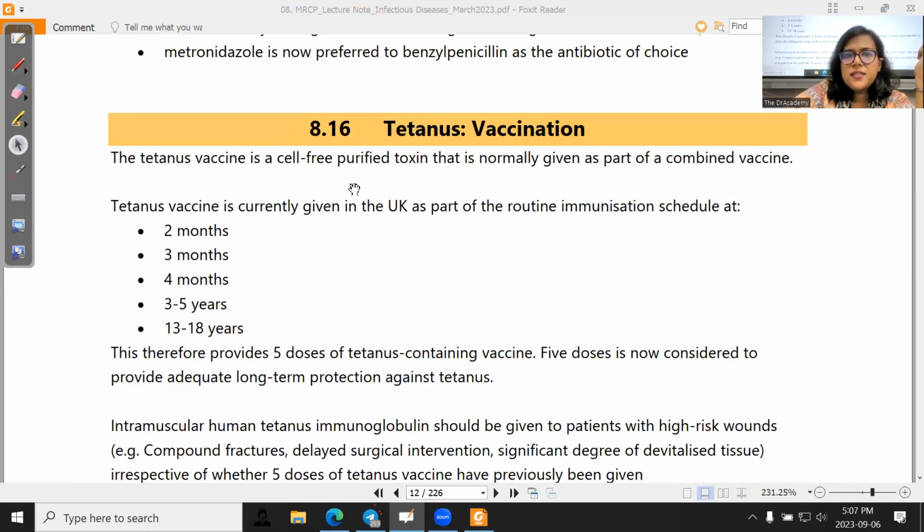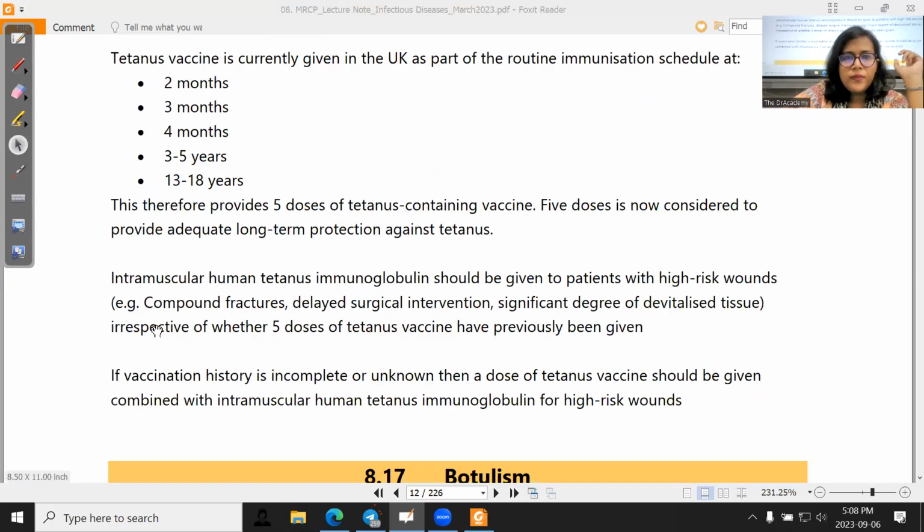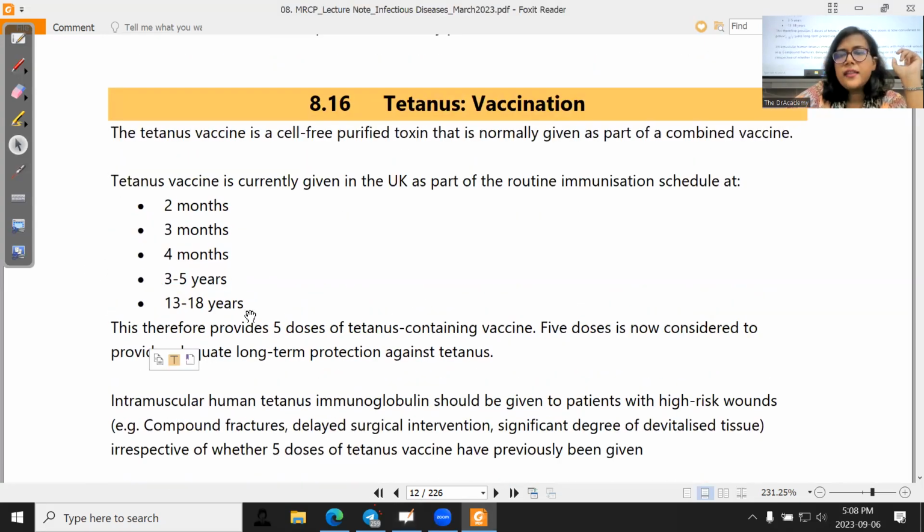Tetanus vaccine is given in the UK as part of the routine immunization, scheduled at 2 months, 3 months, 4 months, 5 years, 18 years. Okay, there are usually 5 doses of tetanus containing vaccine, and I think I previously mentioned this. This is just saying that if this is a high risk wound, go for the passive immunoglobulin. If the record of the vaccine is not complete, then go for both active and passive immunization.